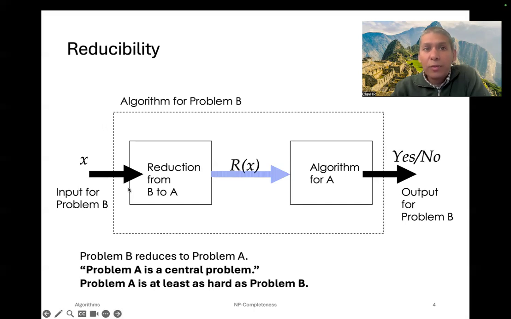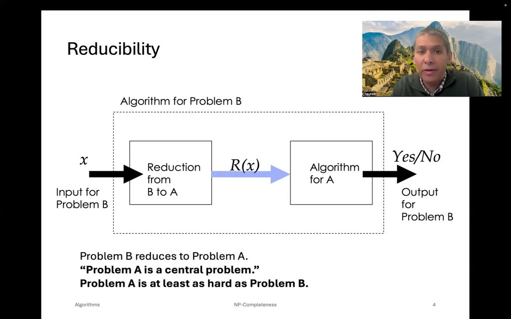And when we use the word reduced, we mean the following. Given a problem B, if we have a hypothetical solution for problem B that can be composed by doing a reduction from B to A, and then using the solver for problem A, we say that problem B reduces to problem A. We also use the term transform. And we make the observation that problem A, in that case, is the central problem. Therefore, we conclude that problem A is at least as hard as problem B.